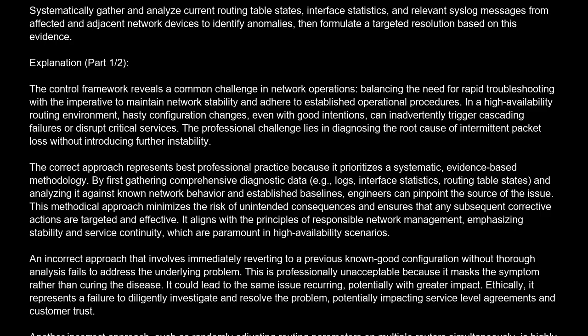Explanation. The control framework reveals a common challenge in network operations: balancing the need for rapid troubleshooting with the imperative to maintain network stability and adhere to established operational procedures. In a high-availability routing environment, hasty configuration changes, even with good intentions, can inadvertently trigger cascading failures or disrupt critical services. The professional challenge lies in diagnosing the root cause of intermittent packet loss without introducing further instability.